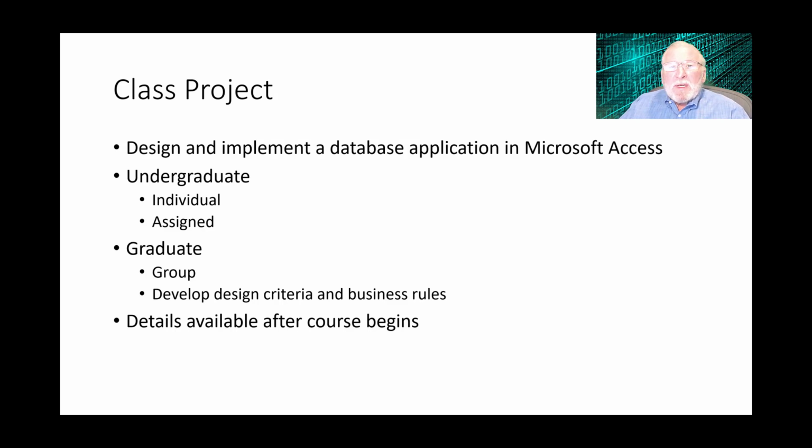The class project is spread out over the semester and consists of developing a database application that meets specific design objectives. For undergraduates, the project will be assigned and students will complete the database individually. For graduate students, the project will be a group project of 3 to 4 students each that involves determining design objectives and business rules, and concludes with a peer review where each of you will submit a spreadsheet that rates how each of you did on the project. The graduate project will be of somewhat greater complexity than the undergraduate projects.